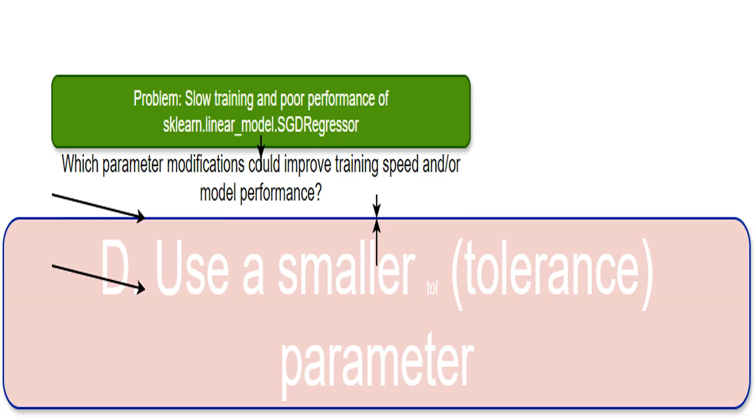Option D focuses on changing tol, the tolerance. This controls how close the solution needs to be to the absolute best solution before the algorithm stops. Making it smaller pushes the algorithm to find a more precise solution, but it means the algorithm might take more steps.